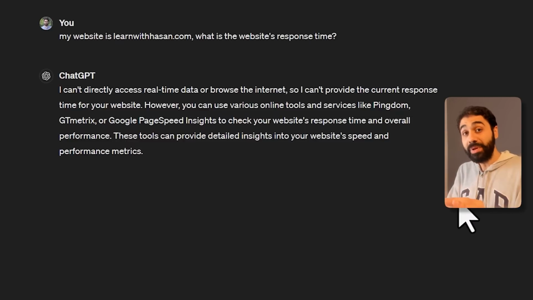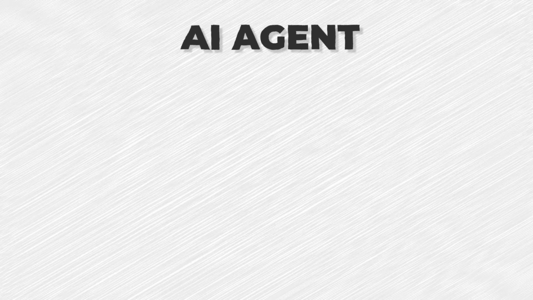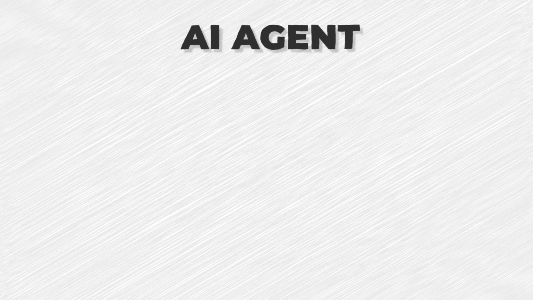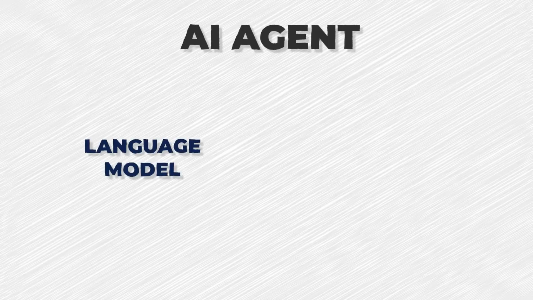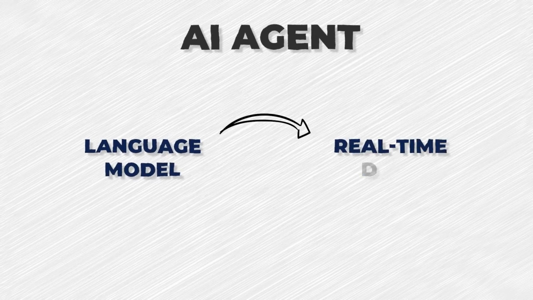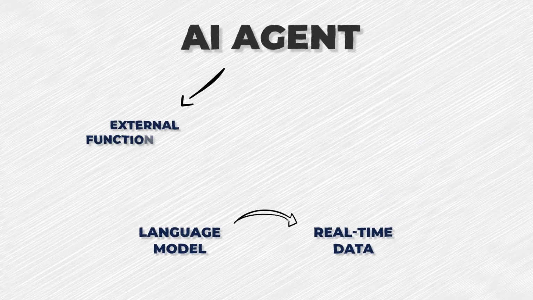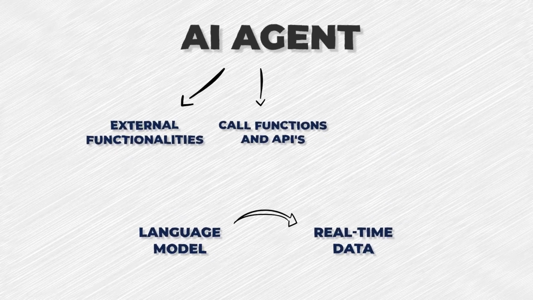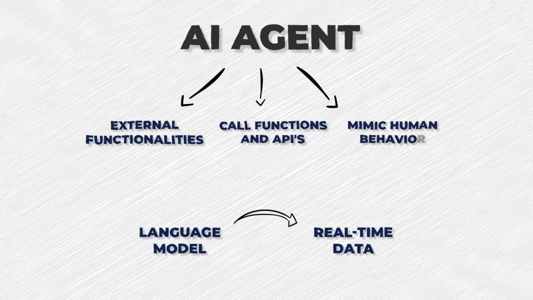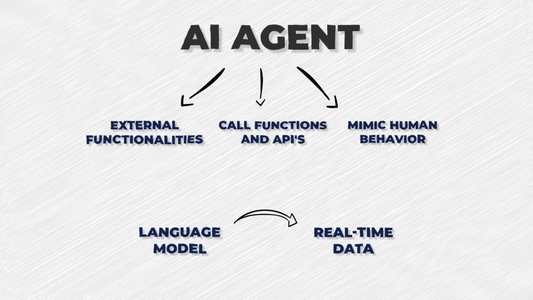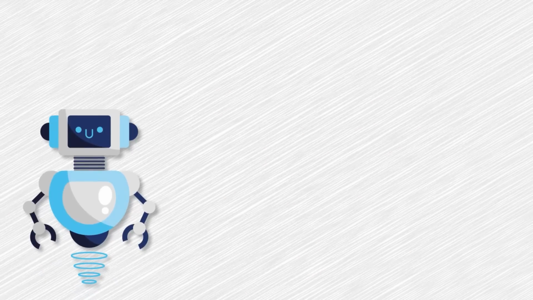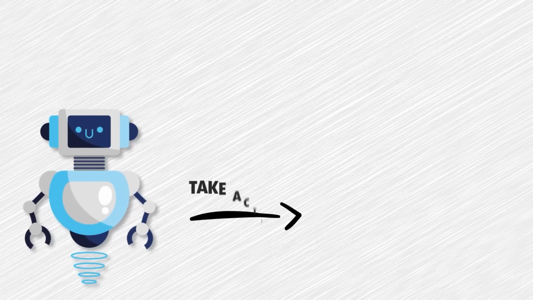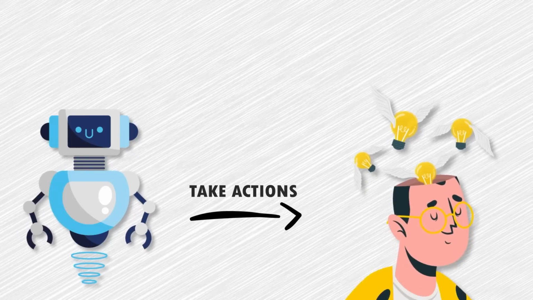Now, when you build an AI agent, what you are going to do is to make this language model capable of accessing real-time data. It will have external functionalities. It can call functions. It can call APIs. It can mimic humans' behavior. Not only that, AI agents can take actions based on thoughts.